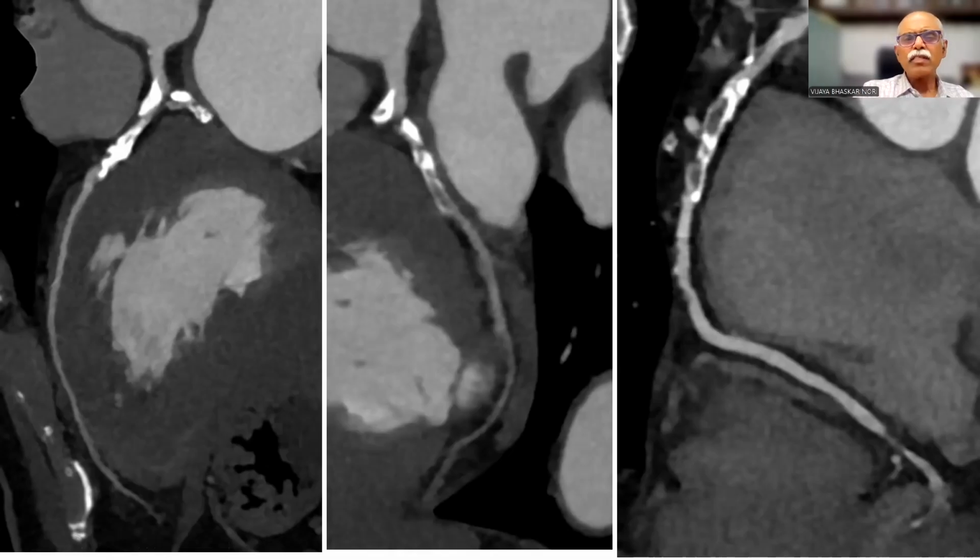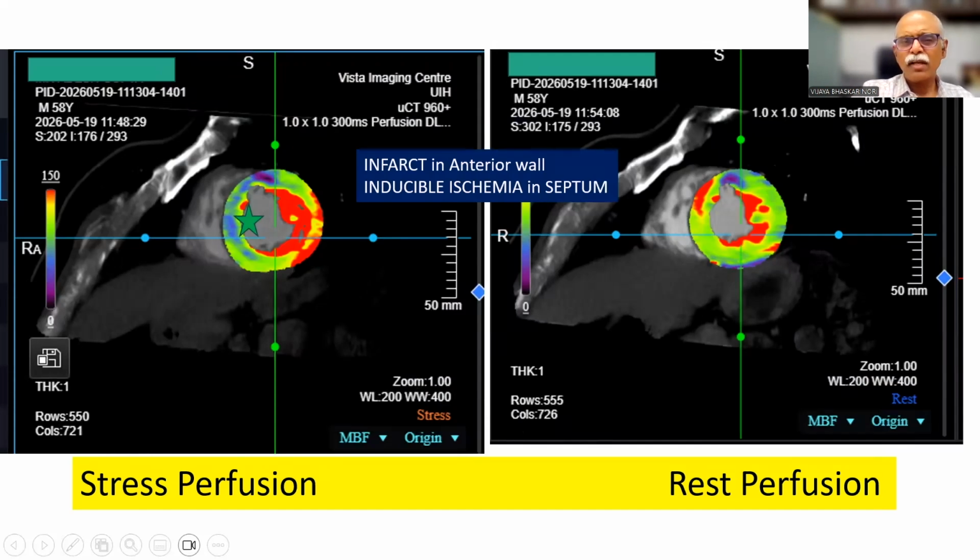And look at the CT angiogram of this individual. It has been done as a part of myocardial perfusion study. There is severe calcific disease, severe triple vessel disease with extensive calcium. RCA is almost subtotal occlusion. Now, when we do the perfusion, here you see this is a stress perfusion, this is rest perfusion. In the basal to mid anterior wall, you see perfusion defect, that is, the purple areas are perfusion defects.